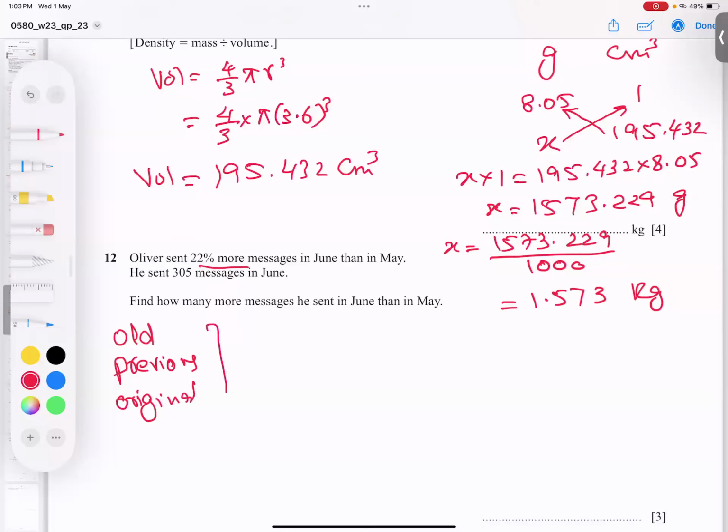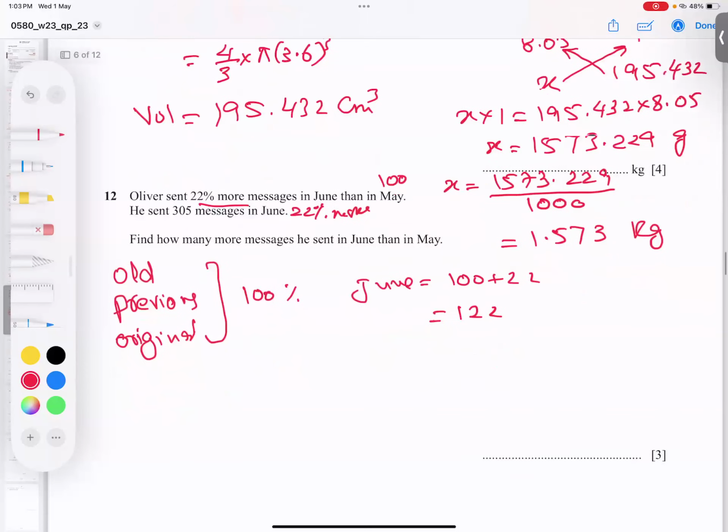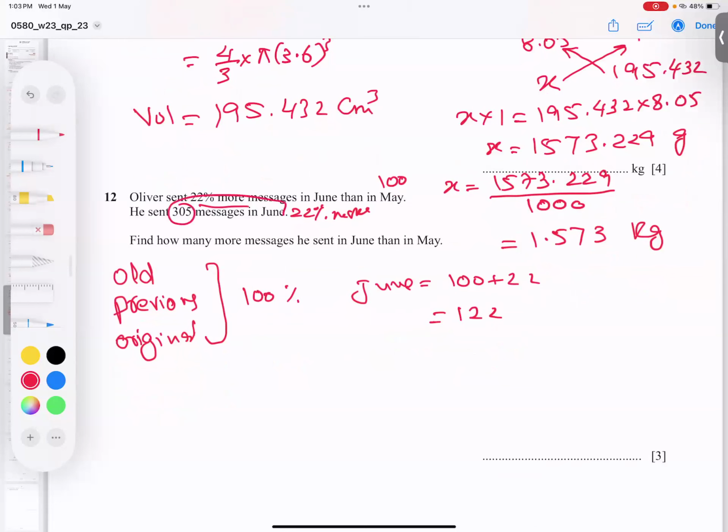So whenever we have these words come, we take as 100%. So we will compare, because in June, messages are 100 plus 22. Logic, because in May, I have taken 100, and in June, 22% more. So we got 122. So I think you understand, and June messages are 305.